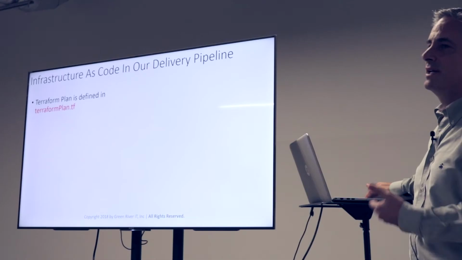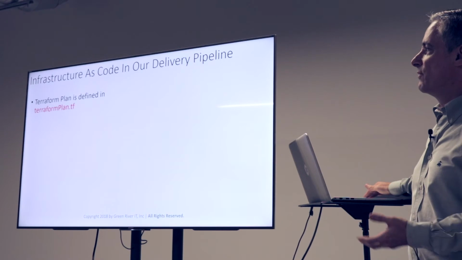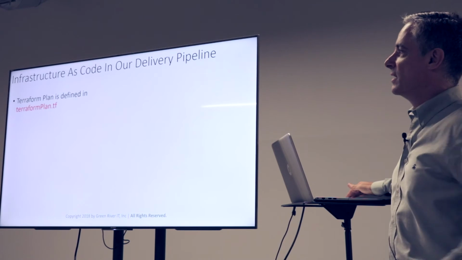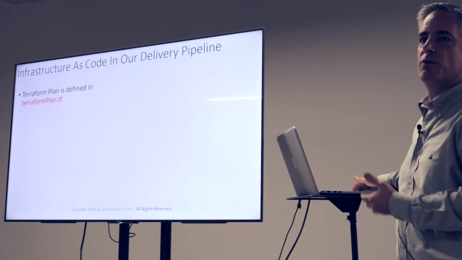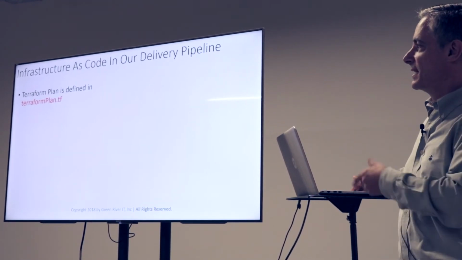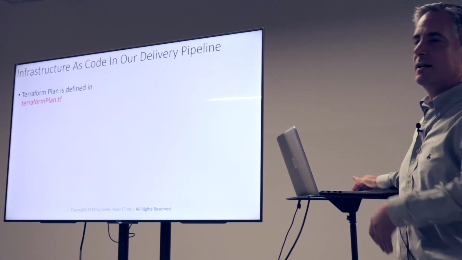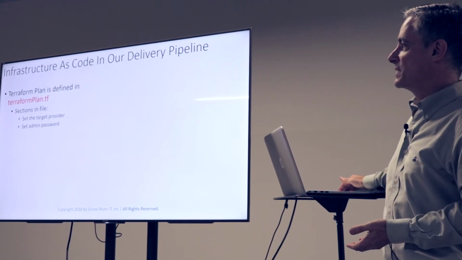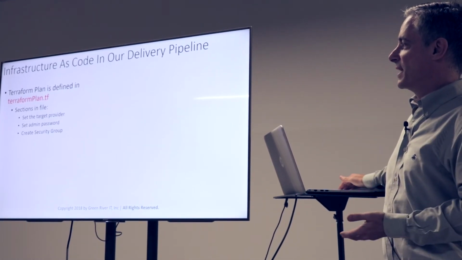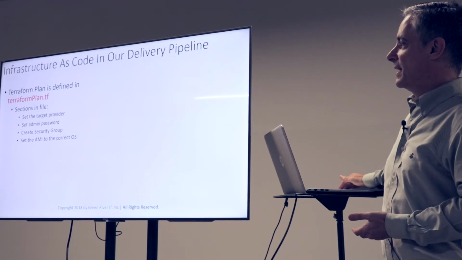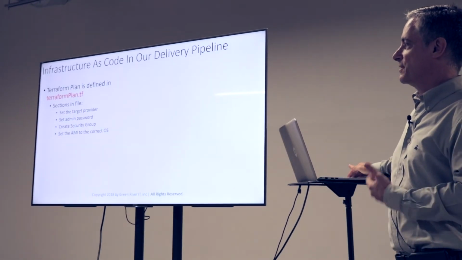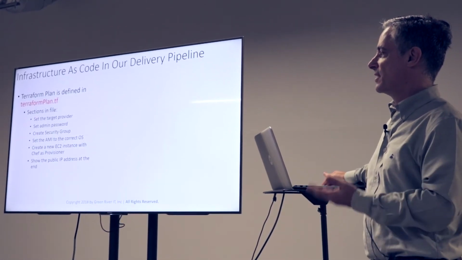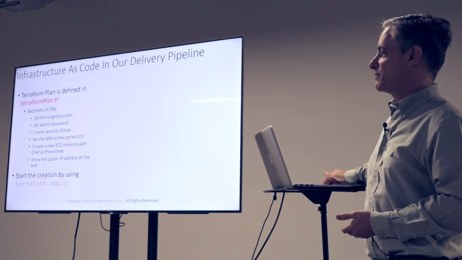So how did we create the infrastructure as code? Well, for this very screamingly simple example, we were able to do all of our infrastructure creation and destruction using one code file. That's this .tf file that can be called anything. We just call it Terraform plan for fun. And it set the target provider, which was AWS. It set a password, created a security group in AWS. It set the Amazon machine image to a correct operating system. It created a new instance with Chef as the provisioner. And it showed us a public IP address we were able to use.